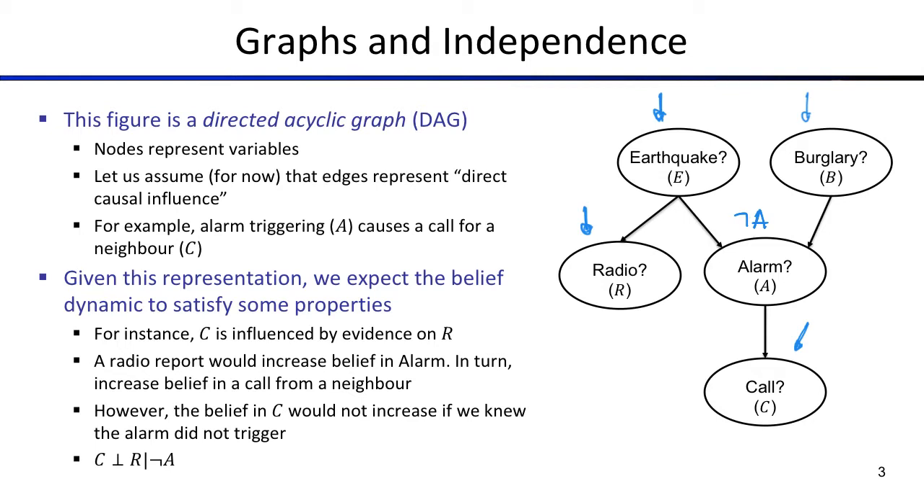So we say that C, that is the call variable here on the bottom, is independent of R if you know that there is no alarm. So if the alarm was not triggered.